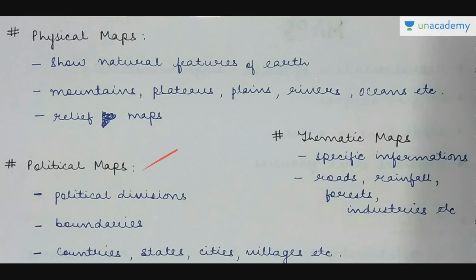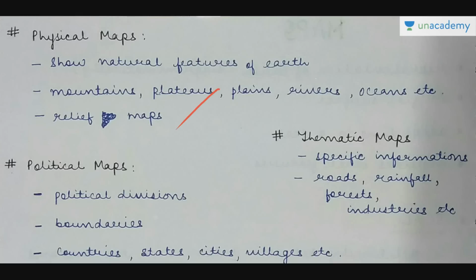Then the political maps, they show the political division. They show the boundary or the political division. So they show things like countries, states, cities, villages. So only the boundary is shown, and these physical maps will show the entire relief, how the mountains are present, where the river flows, and where the plain or plateau is there, everything.